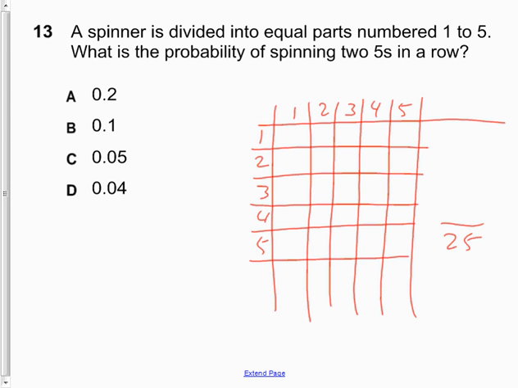And what's the probability of spinning 2 5s in a row? Well, there's only 1 square out of those 25 that is 5 5s. That's 1 out of 25. And the problem is when I look at this, I don't see it over here.